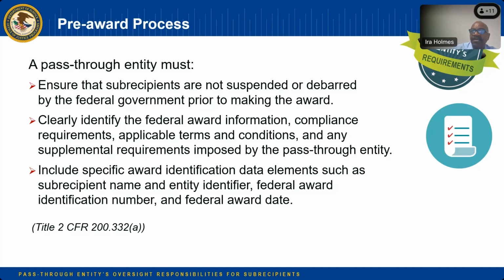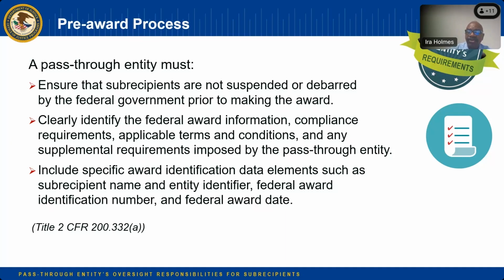A pass-through entity must, and notice I said must on all of these, clearly identify the federal award information, compliance requirements applicable, and terms and conditions, and any supplemental requirements imposed by the pass-through entity.